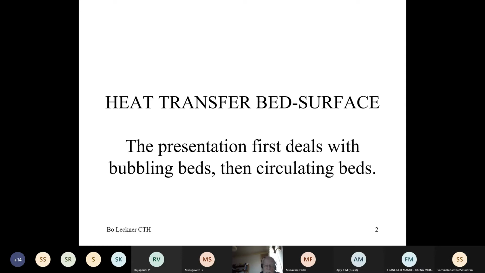But the heat transfer in bubbling beds is important because of fundamental reasons, traditional reasons, and also because of the external heat exchangers that are used in circulating fluidized beds. But then lower fluidization velocities are used in order to reduce erosion on the tubes.